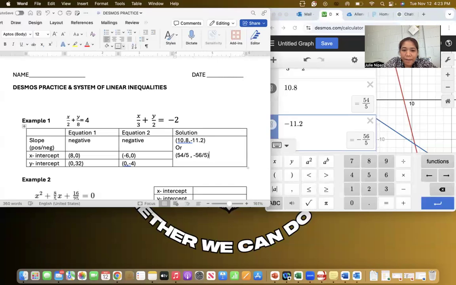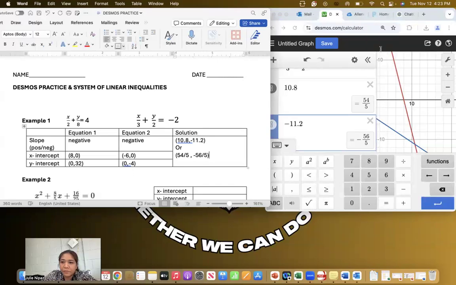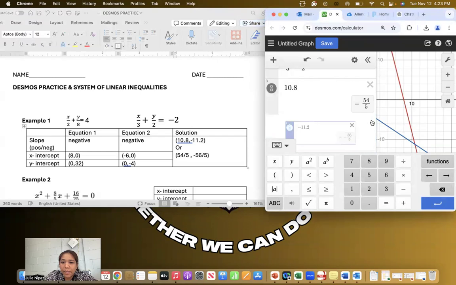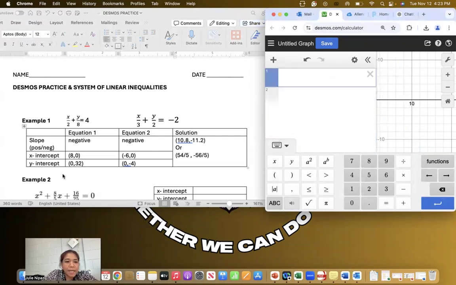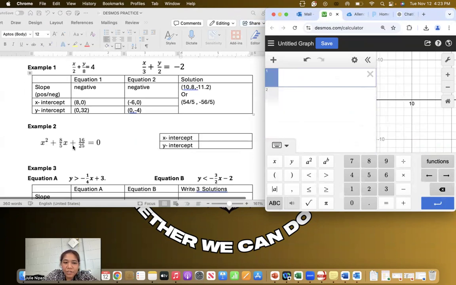Next, for example number 2, okay, let me clear everything that I have here. Okay, example number 2, this will be the next function that we will be discussing next week. This is called a quadratic function, since it has an exponent of the second power. So anything raised to the second power will be called a quadratic function.